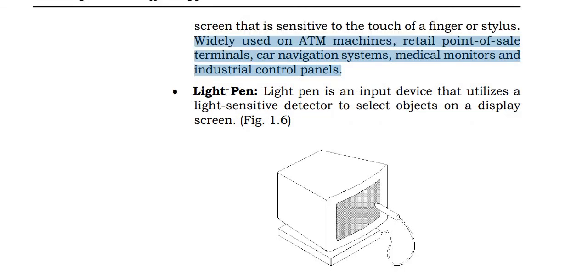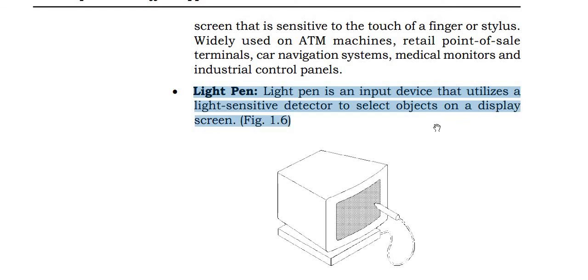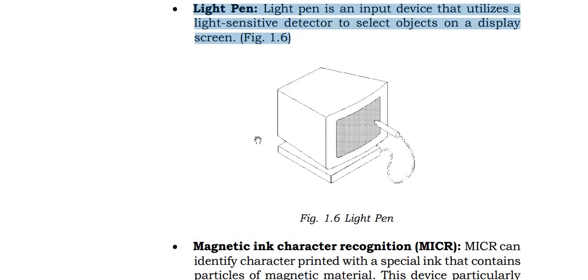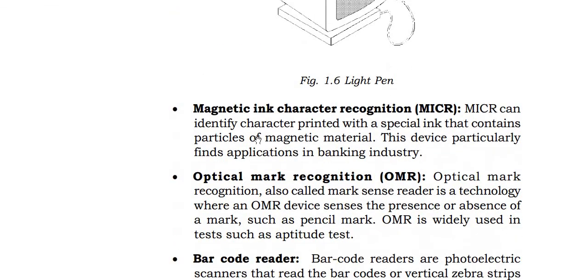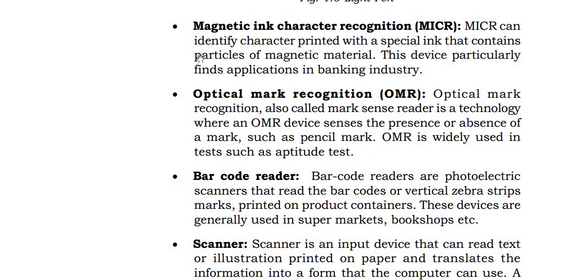Light pen. Light pen is an input device that utilizes a light-sensitive detector to select objects on a display screen. Fig. 1.6, Light pen. Magnetic ink character recognition, MICR. MICR can identify characters printed with a special ink that contains particles of magnetic material. This device particularly finds applications in the banking industry.